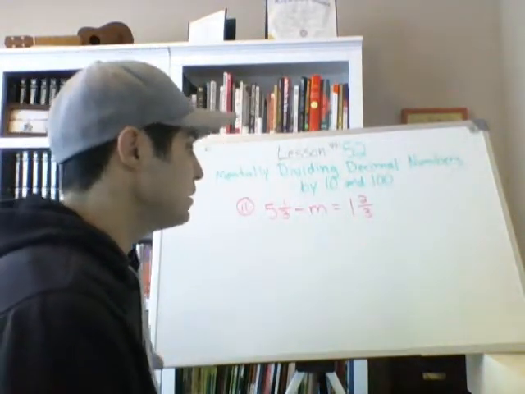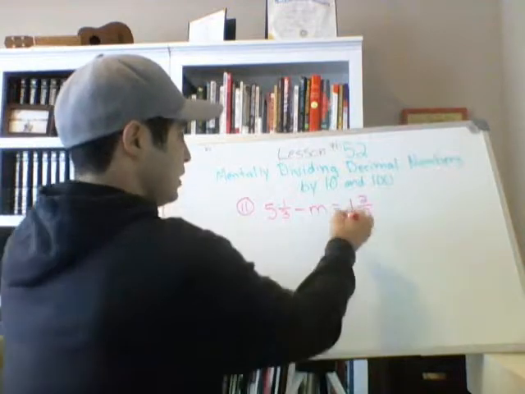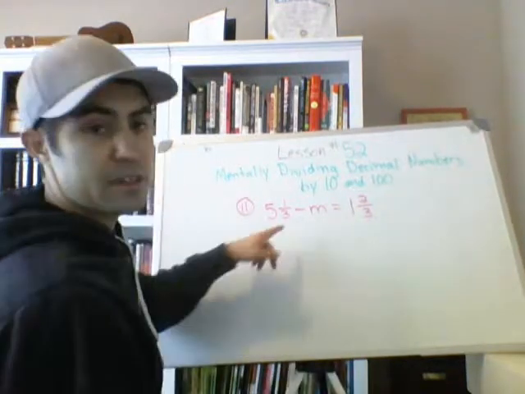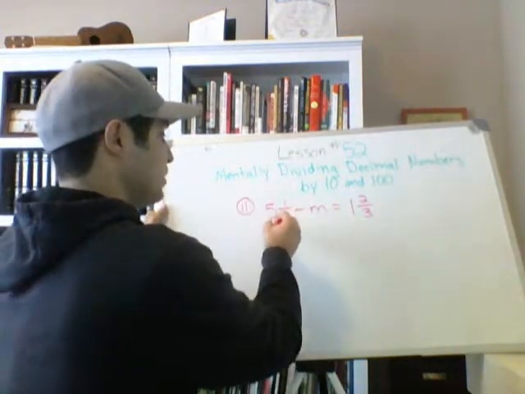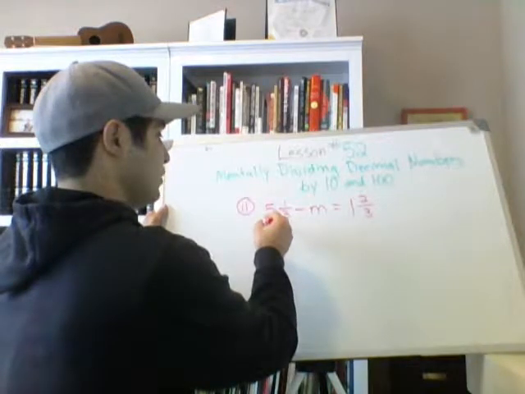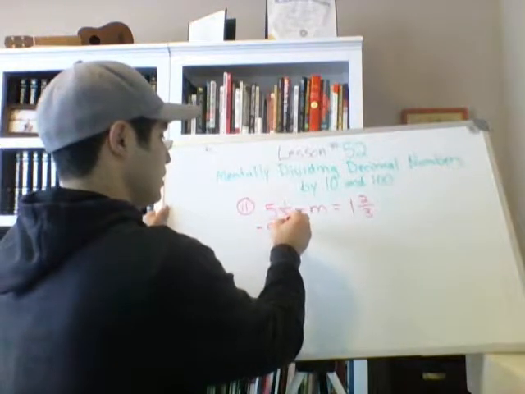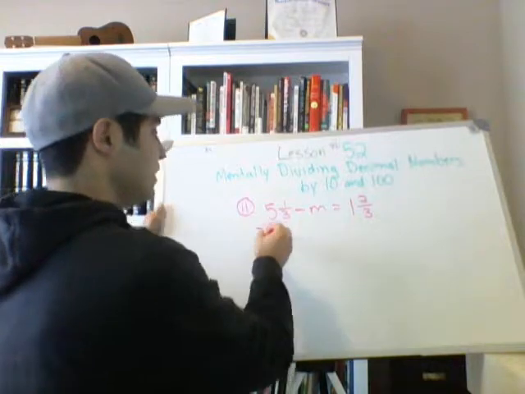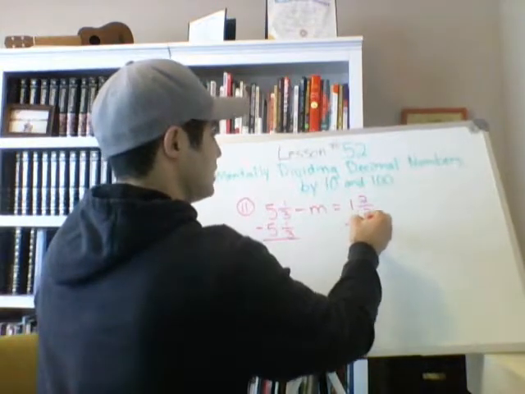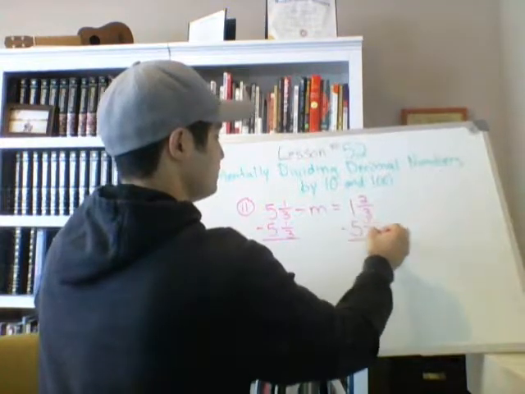Alrighty, number 11. 5 and 1/3 minus m equals 1 and 2/3. Alright, there are 2 sides to every problem. What side do you start on? The side with a variable. So I'm going to get rid of 5 and 1/3 from this side. If I get rid of it on this side, then I have to get rid of it on this side. 5 and 1/3.